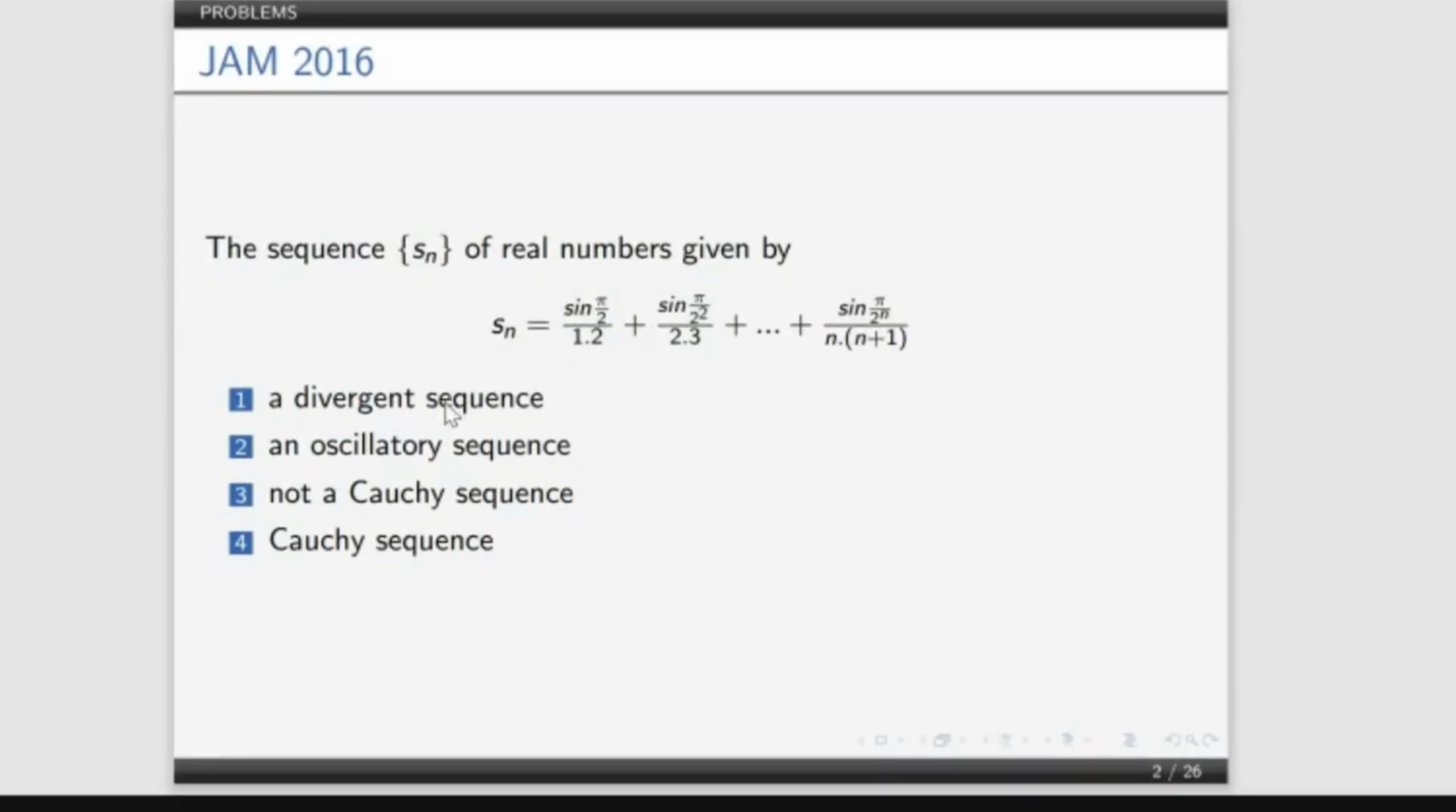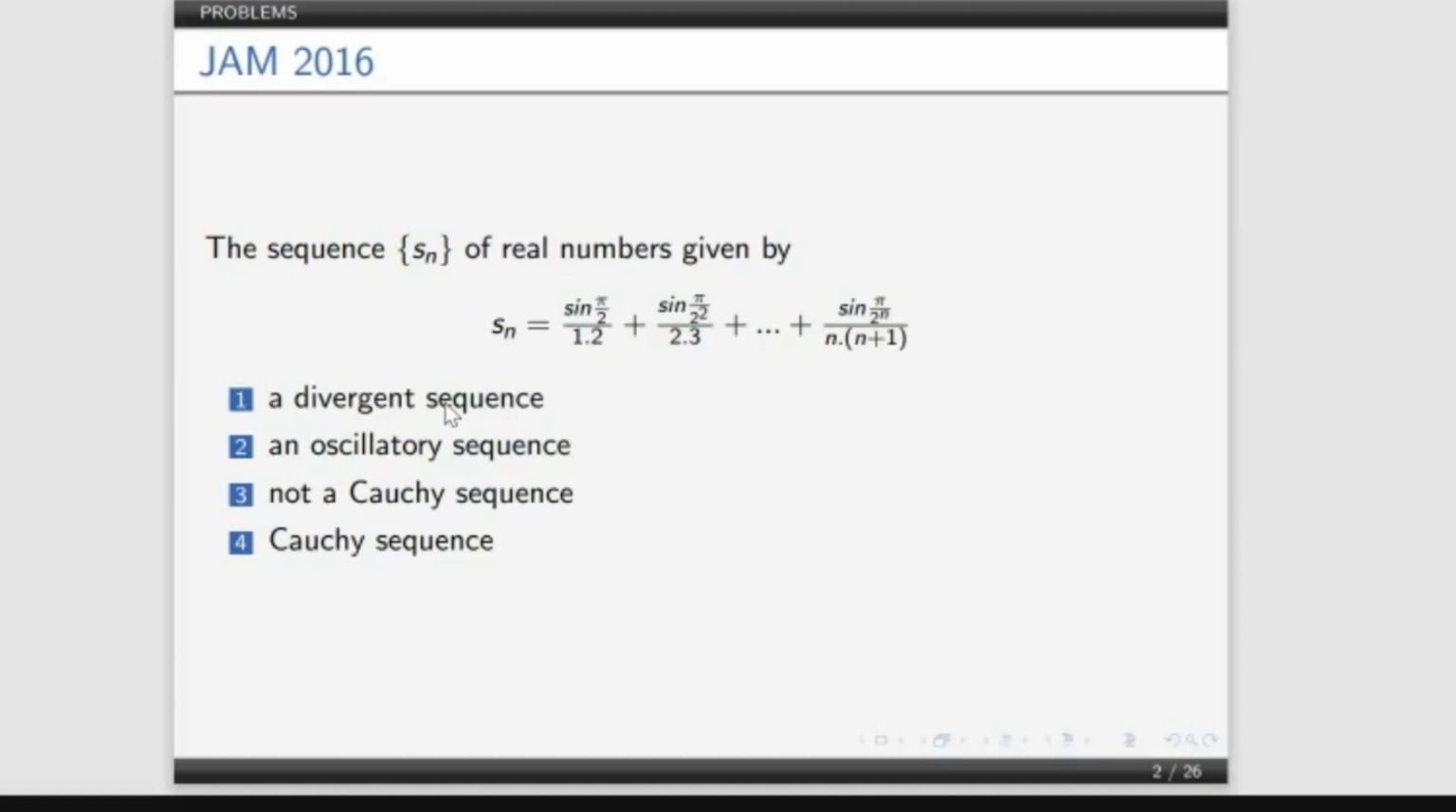So this is the first question. The sequence Sn of real numbers is given as the sum of n terms: sin(π/2)/(1·2) + sin(π/2²)/(2·3) + etc. plus sin(π/2ⁿ)/(n(n+1)). It is asked about the convergence, divergence, or oscillation of this sequence.